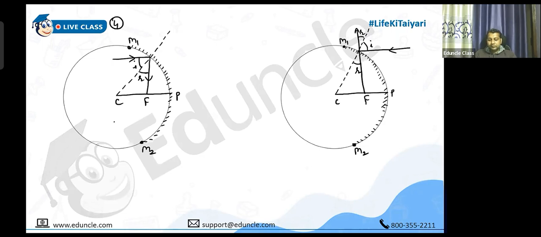Please check. This is the incoming one, na? So it is reflected from here. Now what is pole? Actually, pole is the midpoint of this curved portion M1, M2.